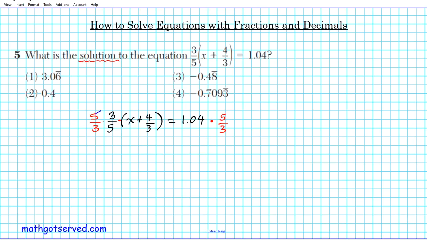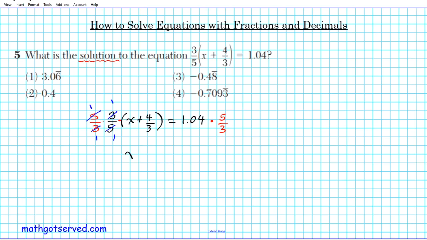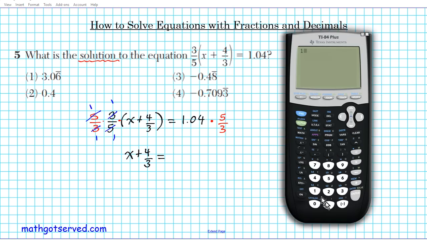Now let's simplify this. This 5 divides with this 5, and this 3 divides with this 3. On the left side, notice we've gotten rid of one of the annoying fractions, and we are left with x plus 4 thirds. Now on the right side, we are multiplying a decimal with a fraction, so this is where we're going to use our calculators. 1.04 times 5 over 3, and your answer is going to be 1.73 repeating.